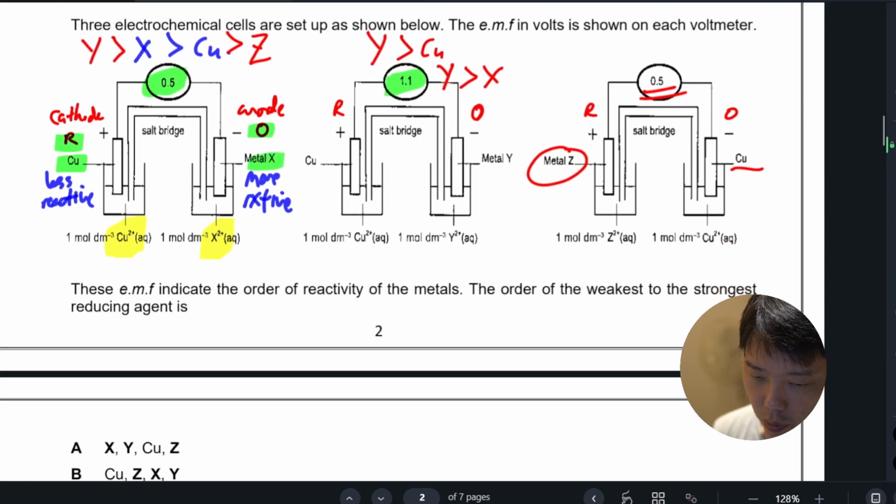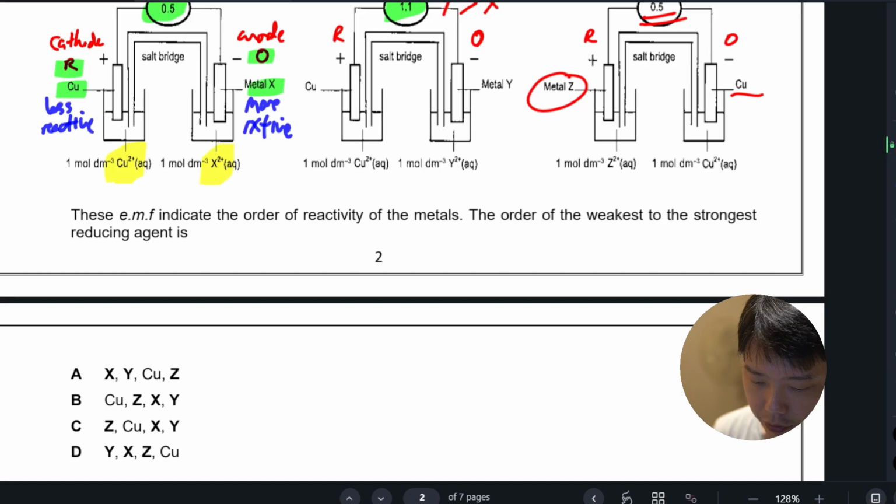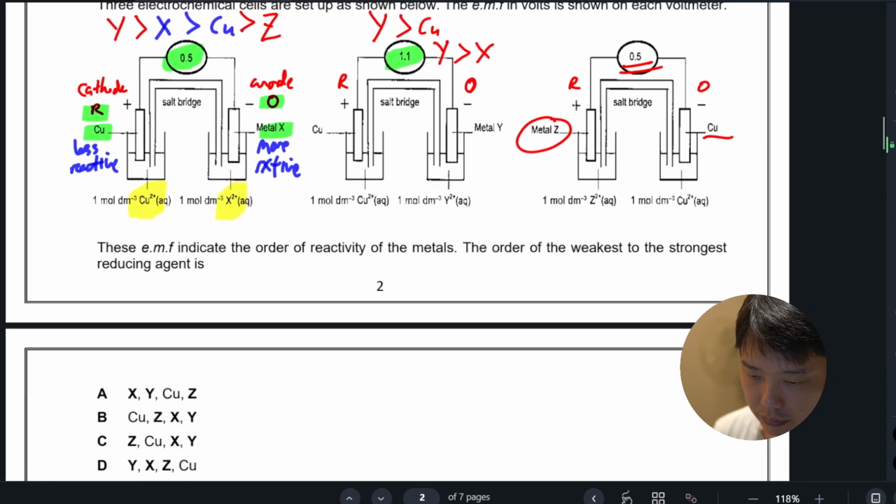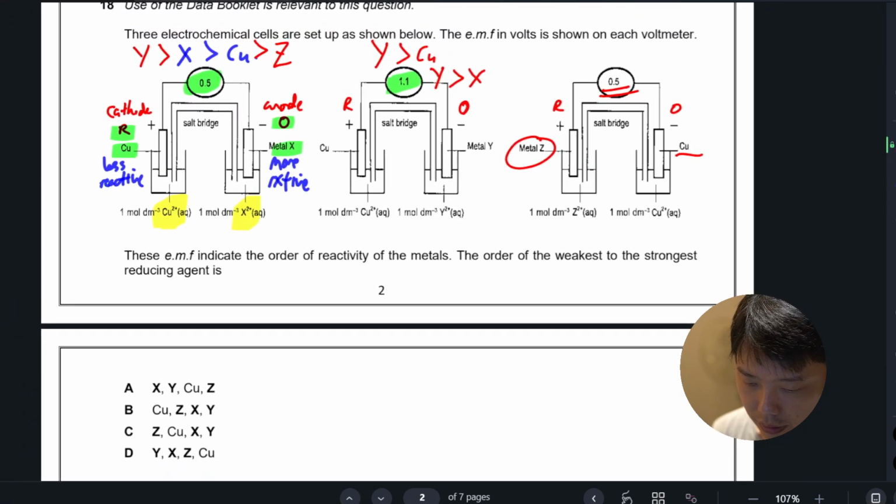So we are looking for Y as the most reactive, then, from weakest to the strongest. So weakest D, then copper, then X, then Y. So our answer here is C.